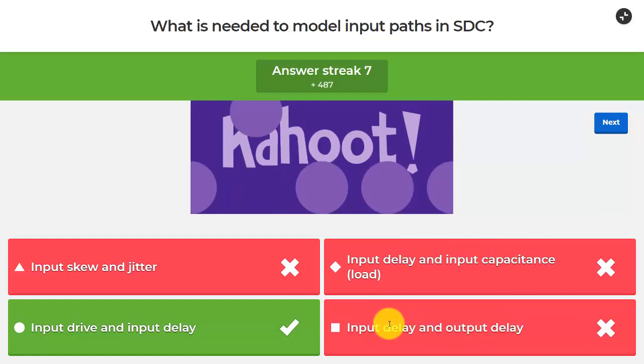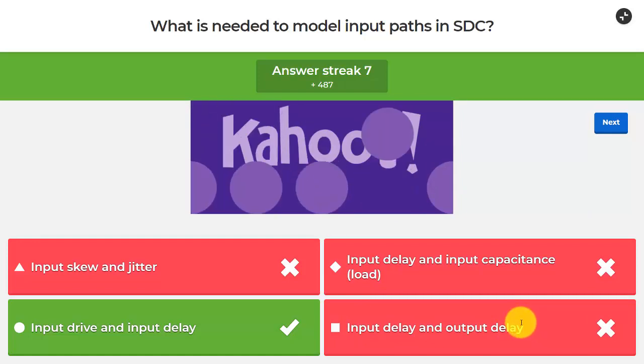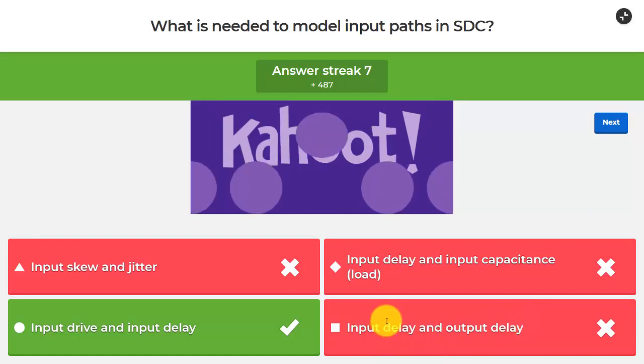Input delay and output delay. Yes, we usually do define input delay and output delay, despite the fact that, as I just said, I would rather have a set max delay from inputs and set max delay to outputs instead of input delay and output delay. But these are commonly defined. However, this is not the answer to the question, which was what is needed to model input paths in the SDC. The correct answer is the input drive and the input delay. Those are the two parameters that are needed to model the inputs.